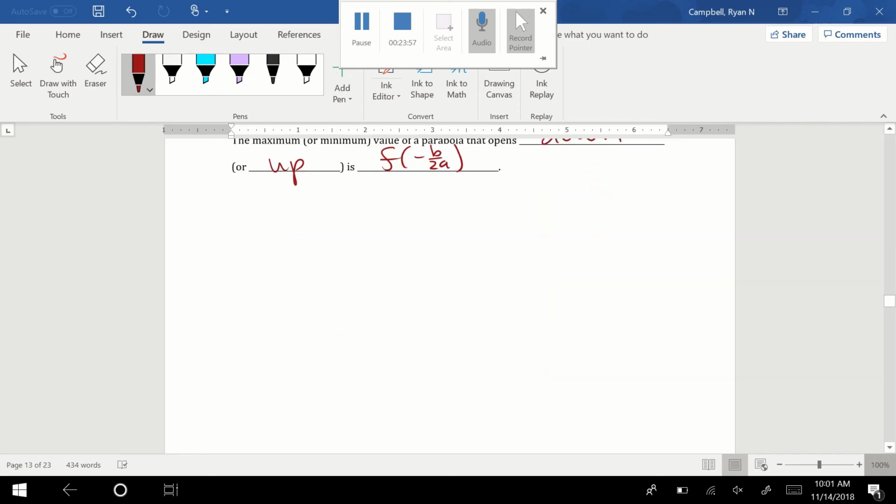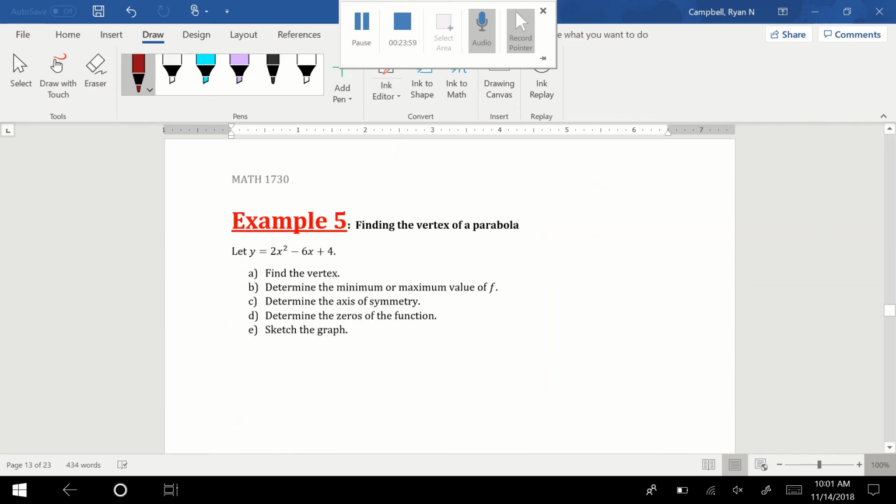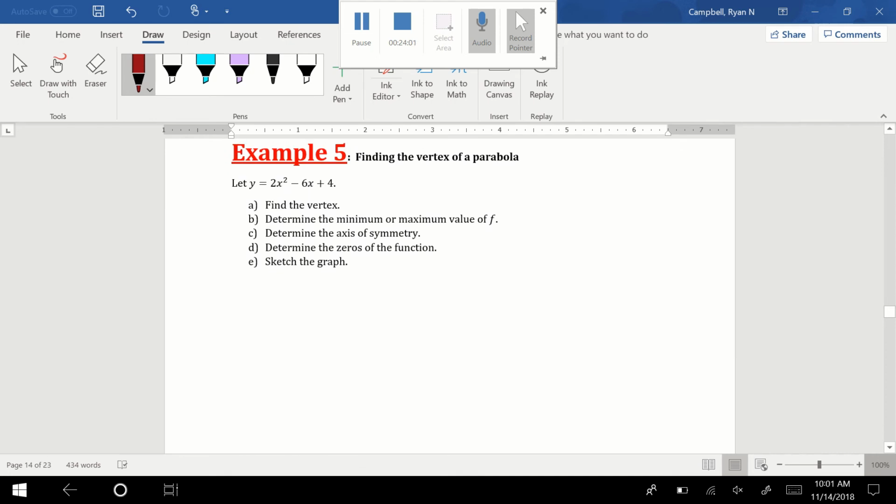So let's practice a couple of problems doing the exact same thing. If you notice, we've actually already done this problem, but let's do it using our other way of doing it. So first, find the vertex. First, we've got to find the axis of symmetry. So actually, we're going to answer part C before we even answer part A. So first, we find the axis of symmetry.